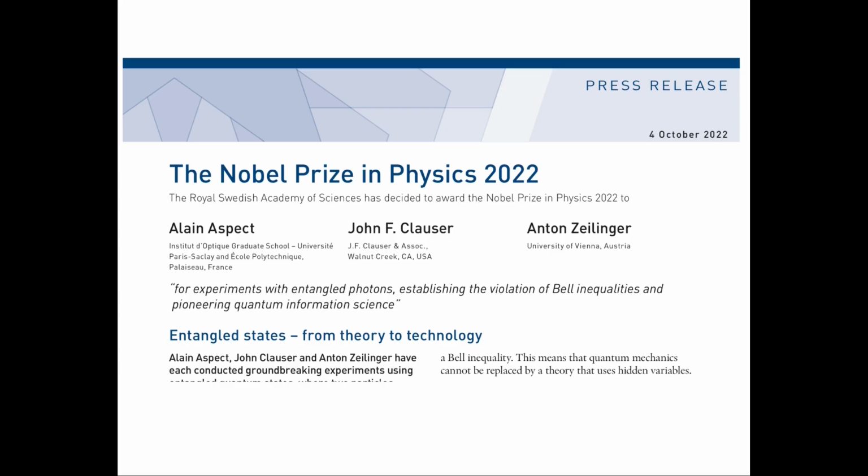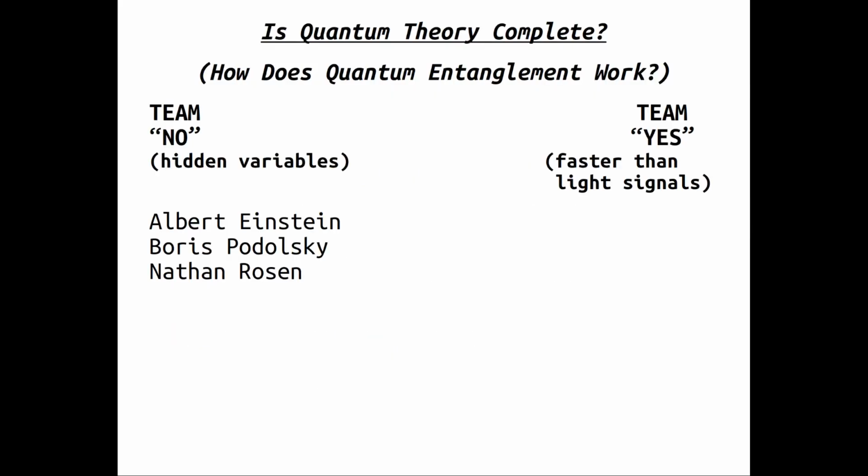So that's the background. Let's summarize. There are two questions. Is quantum theory complete? A yes or no question. After you answer that, you now need to answer the question of how does quantum entanglement work for a complete worldview. Team No, the original team, Albert Einstein, Boris Podolsky, and Nathan Rosen, answered that quantum entanglement works through hidden variables. The problem with hidden variables, as we've seen, is that no one has ever seen one.